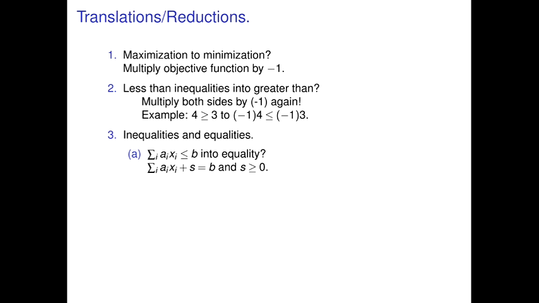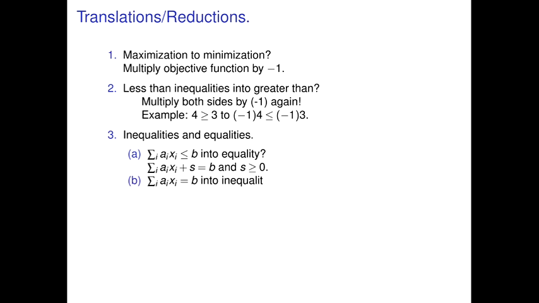So you can convert an inequality into an equality constraint where you add a variable that has to be positive. It's telling you this is the slack, essentially. It's the difference between b and the sum of a_i x_i.